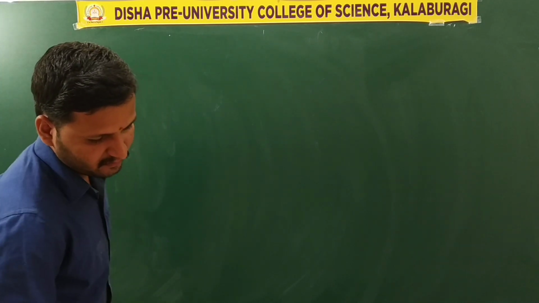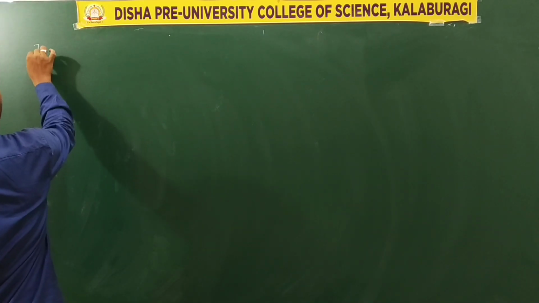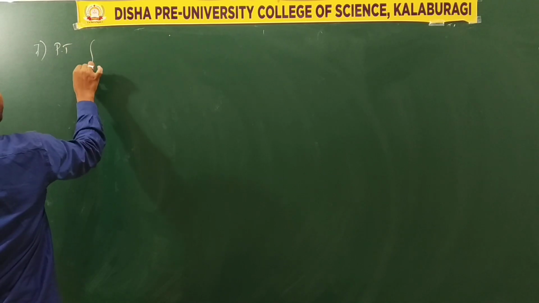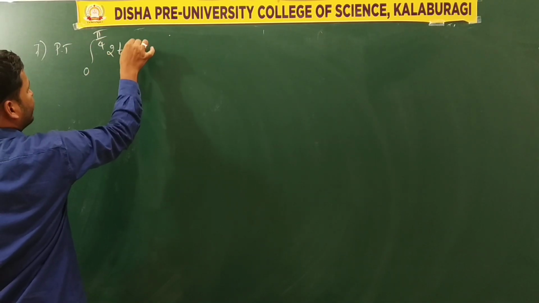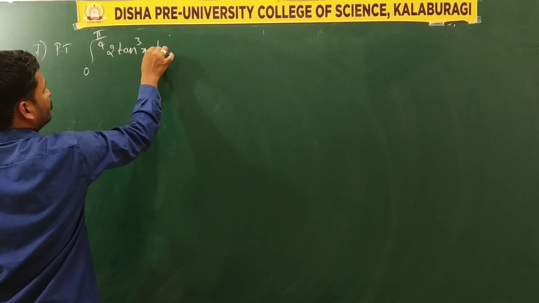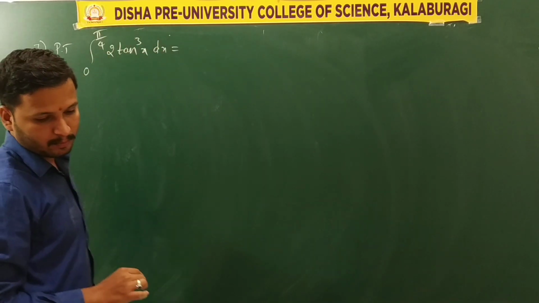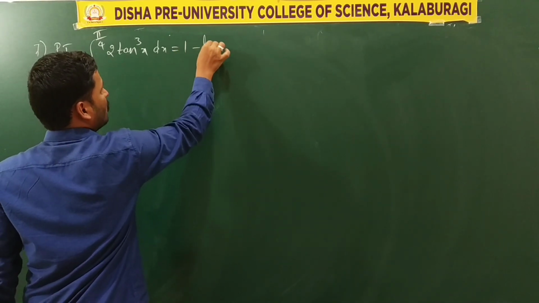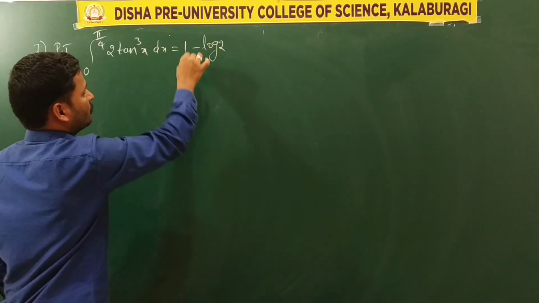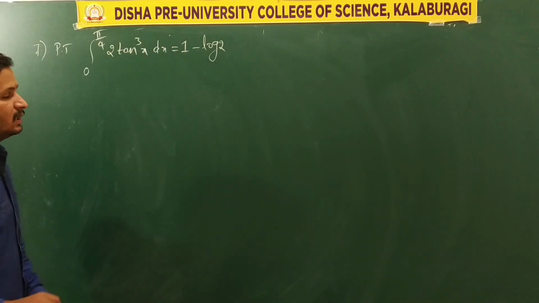Prove that the integration from 0 to pi by 4 of 2 times tan cube x dx is equal to 1 minus log 2. Solution.